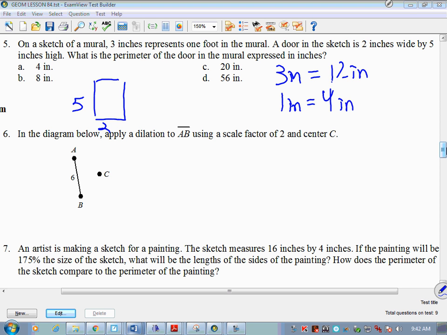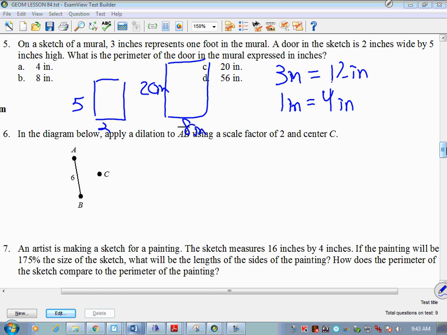So how much bigger is the mural than the sketch? It has a scale factor of 4, correct? If 1 inch equals 4, whenever I take the sketch, I need to multiply everything by 4 to get the mural. So this is going to be 20 by 8 inches. The question wasn't how tall it was or how wide it was.